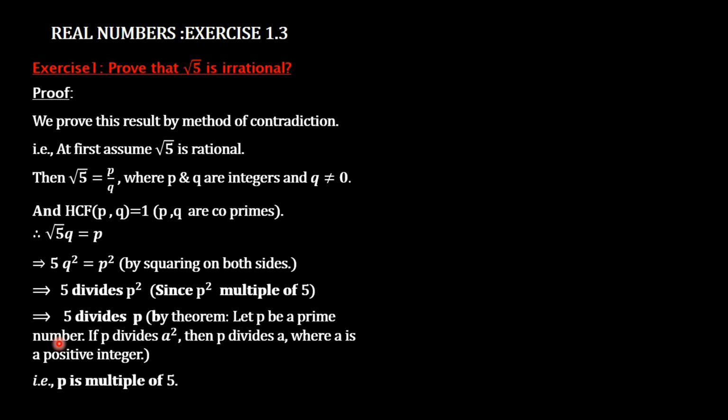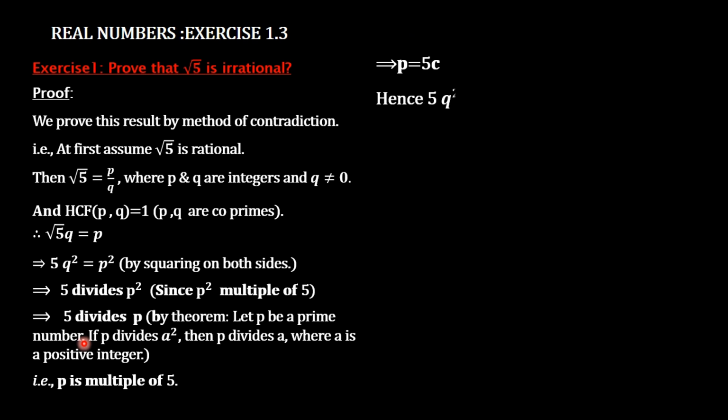Then, what is next? If 5 divides p, then p is a multiple of 5. That is, if 5 divides 25, then 25 is a multiple of 5. Like that. What can we write then? p equals 5c. If p equals 5c, what next? What is p square? If p equals 5c, p square equals 25c square.